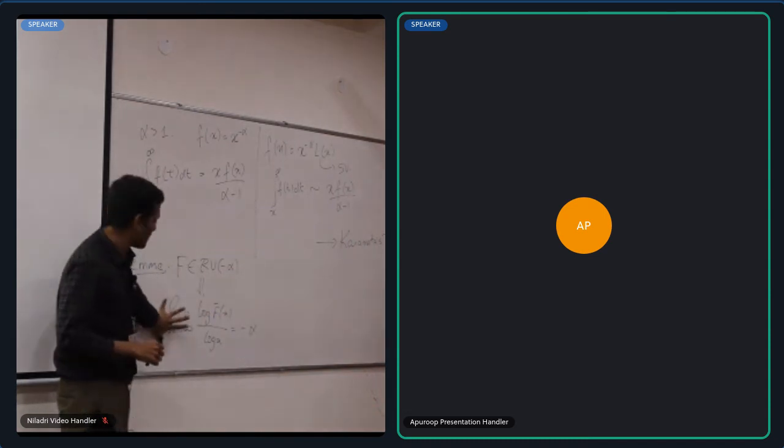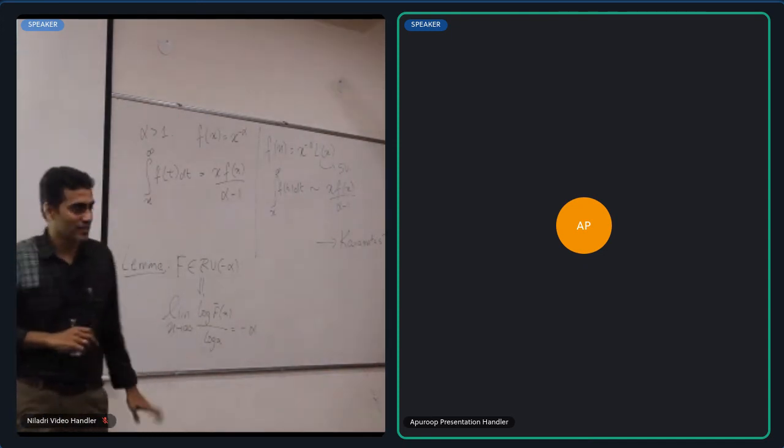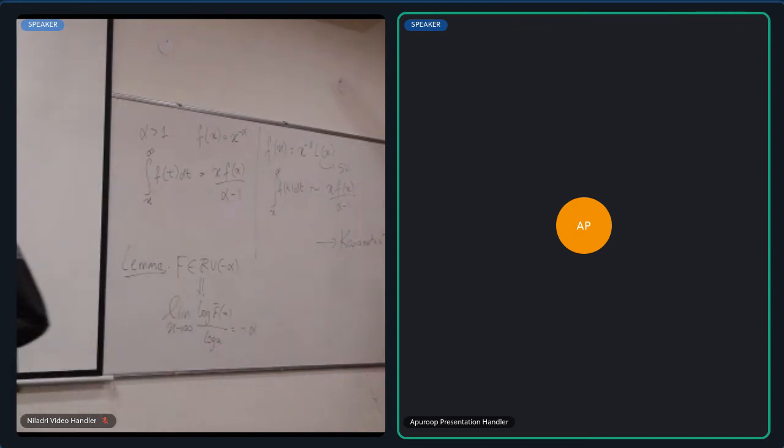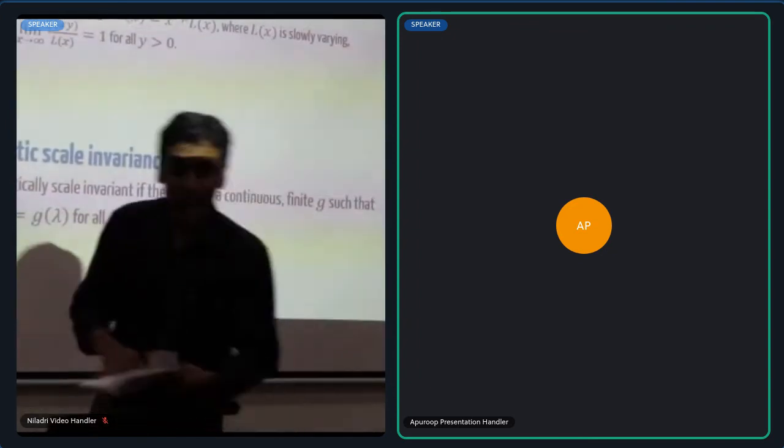But this class by itself doesn't have too many interesting properties, so I am not aware of a name that's been given to this class. But regular variation is a subset of this. All right. So let's conclude with a few examples of regularly varying distributions.